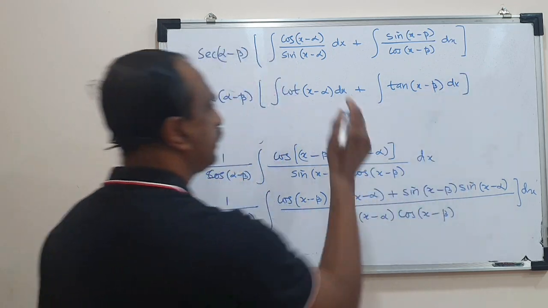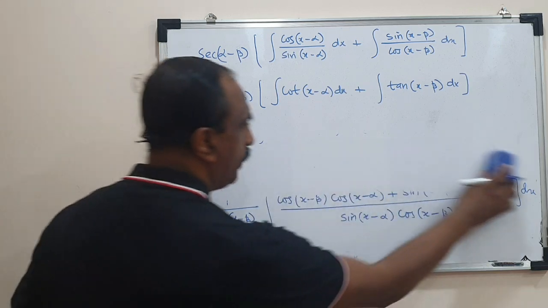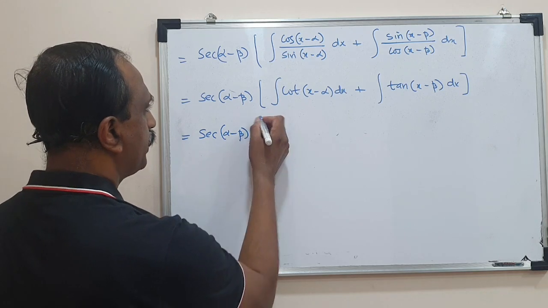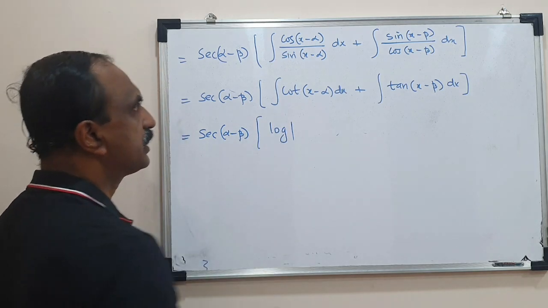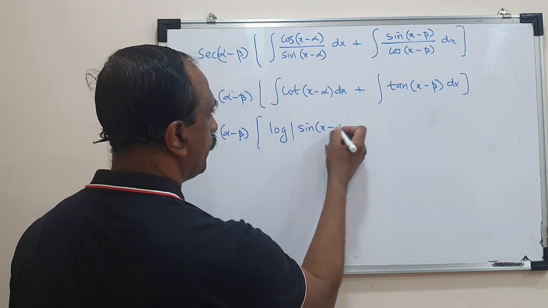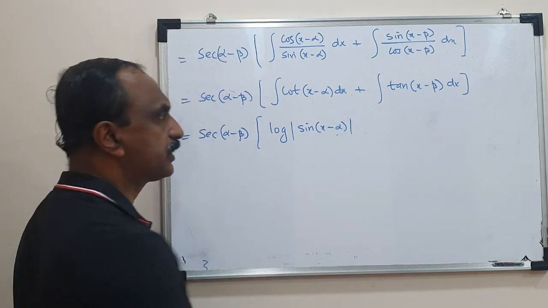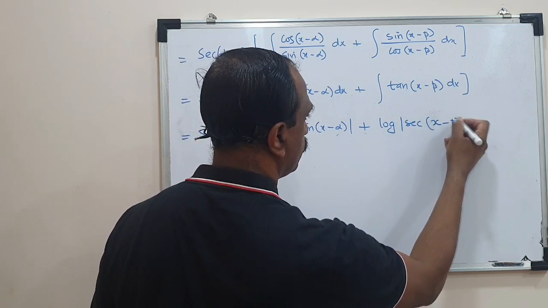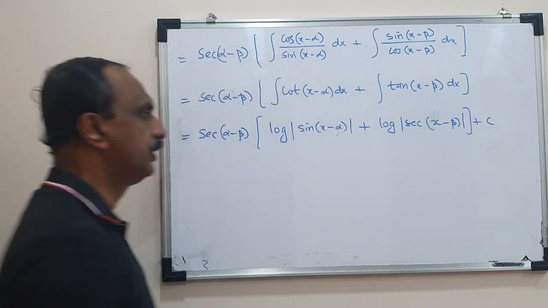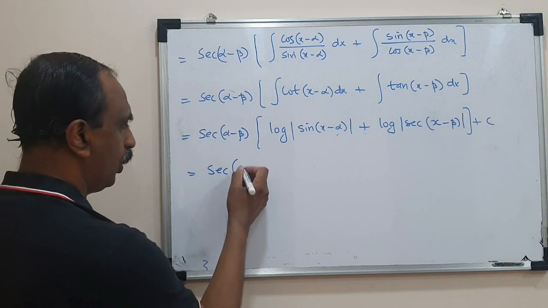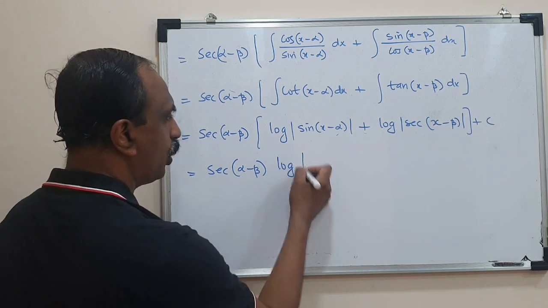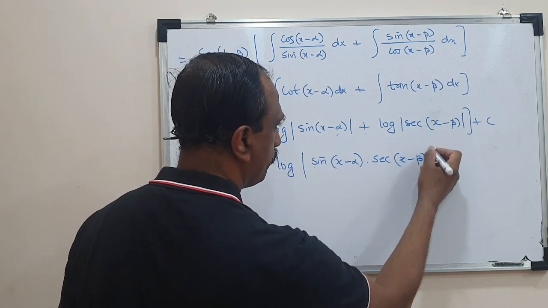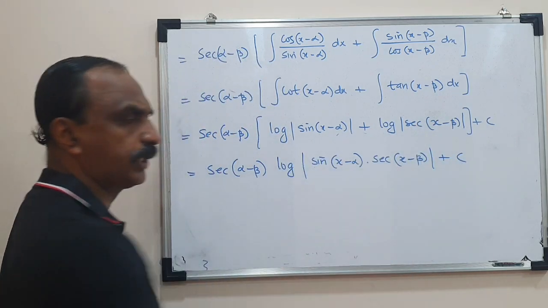Anyway, since I have changed this, let's do it both the same way. Now my answer became sec of alpha minus beta into log of sine x minus alpha. Integral of tan is log sec, so log of sec of x minus beta. So finally, I can combine both the logs and write it as log of sine x minus alpha into sec x minus beta plus c. Log m plus log n is log m into n.